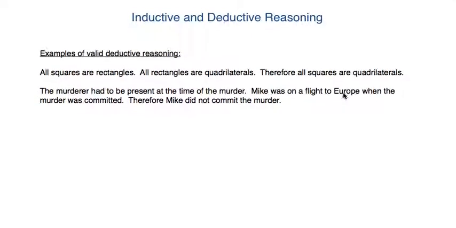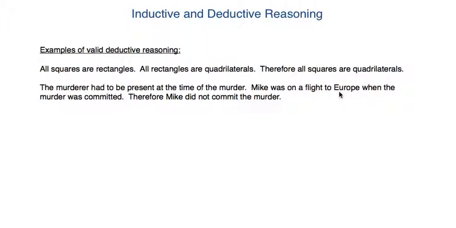Here's an example of some deductive reasoning. These are deductive reasonings that lead to valid conclusions. All squares are rectangles. All rectangles are quadrilaterals. Therefore, all squares are quadrilaterals. You notice that we start with squares, we lead directly to rectangles. We pick up with rectangles, we lead directly to quadrilaterals. And then we can connect the first thing, squares, with the last thing, quadrilaterals. Therefore, all squares are quadrilaterals.